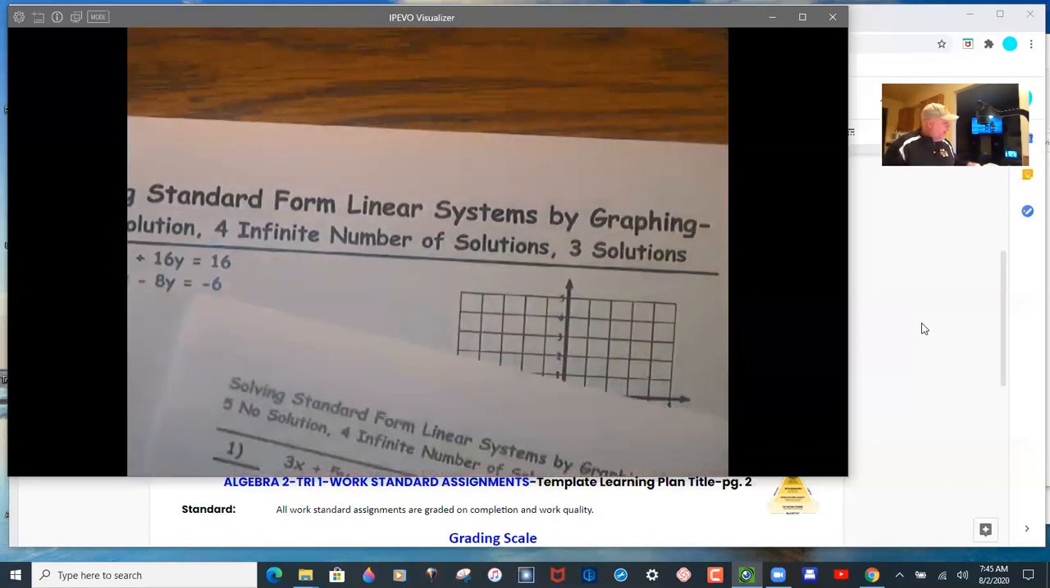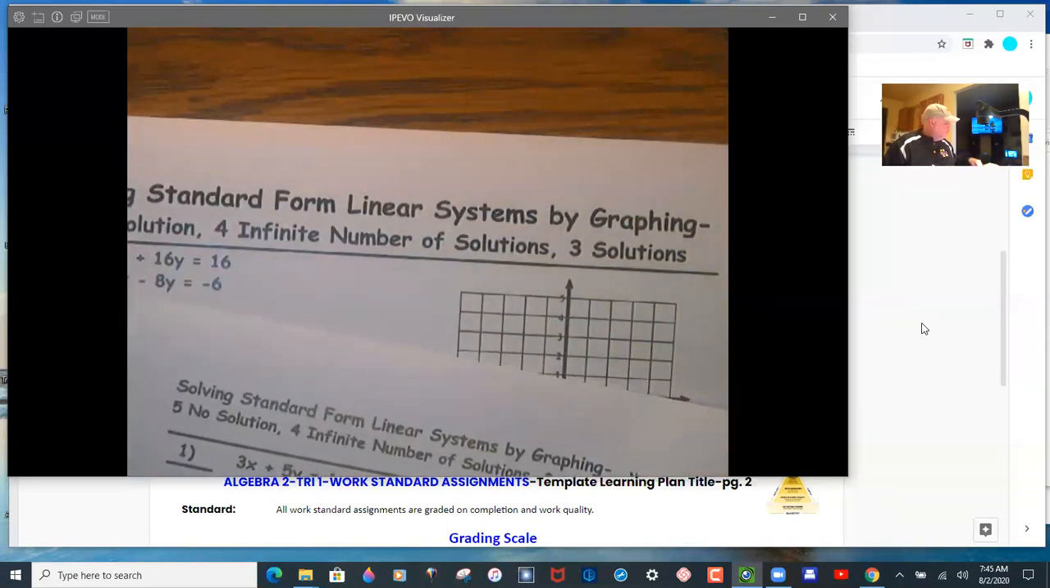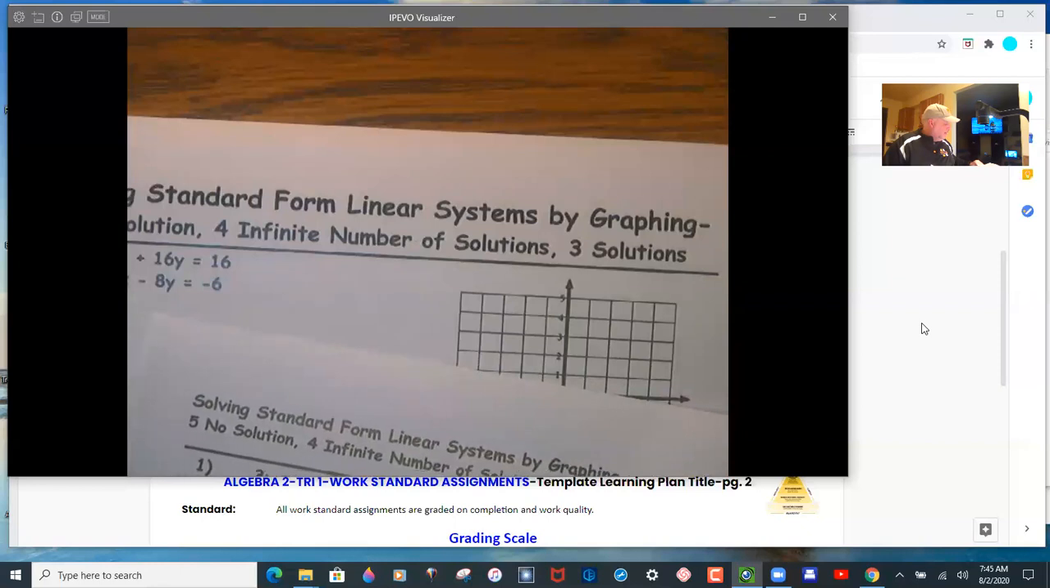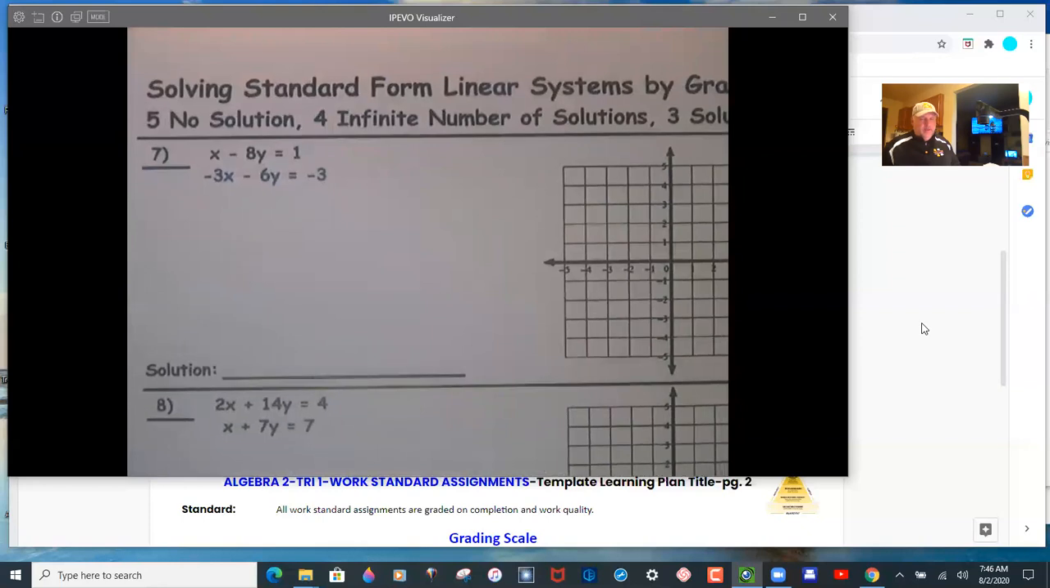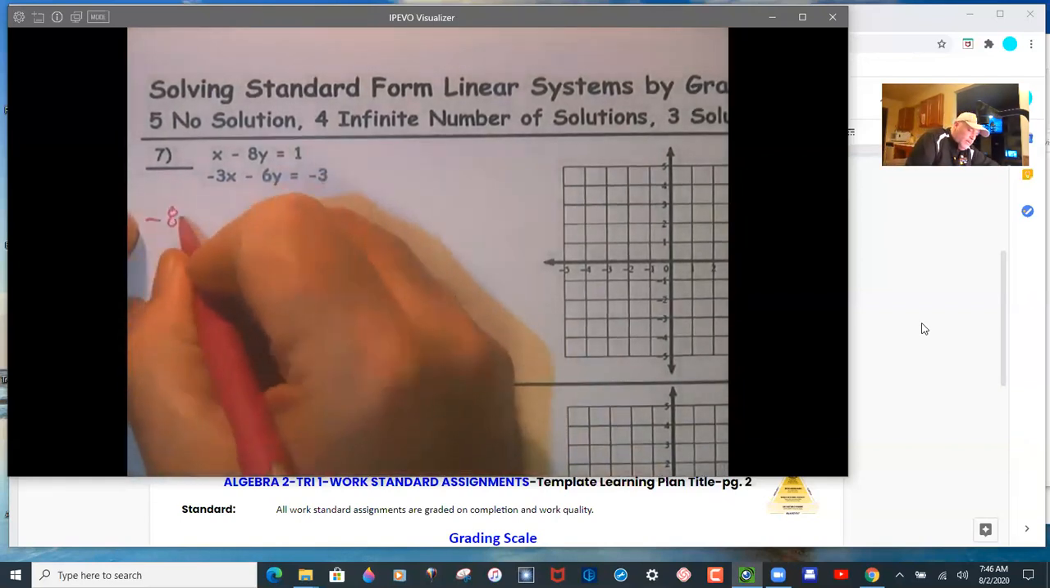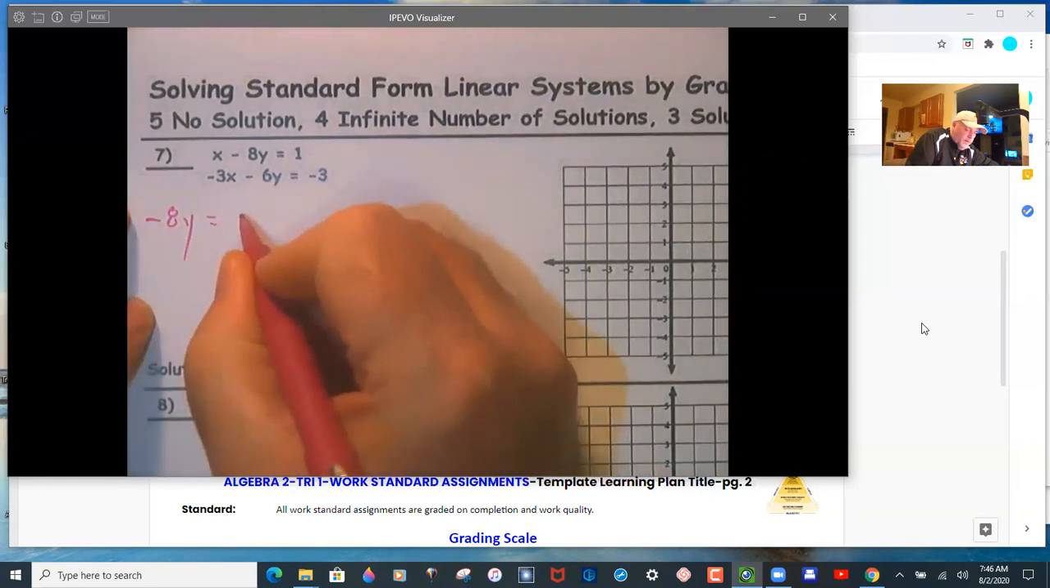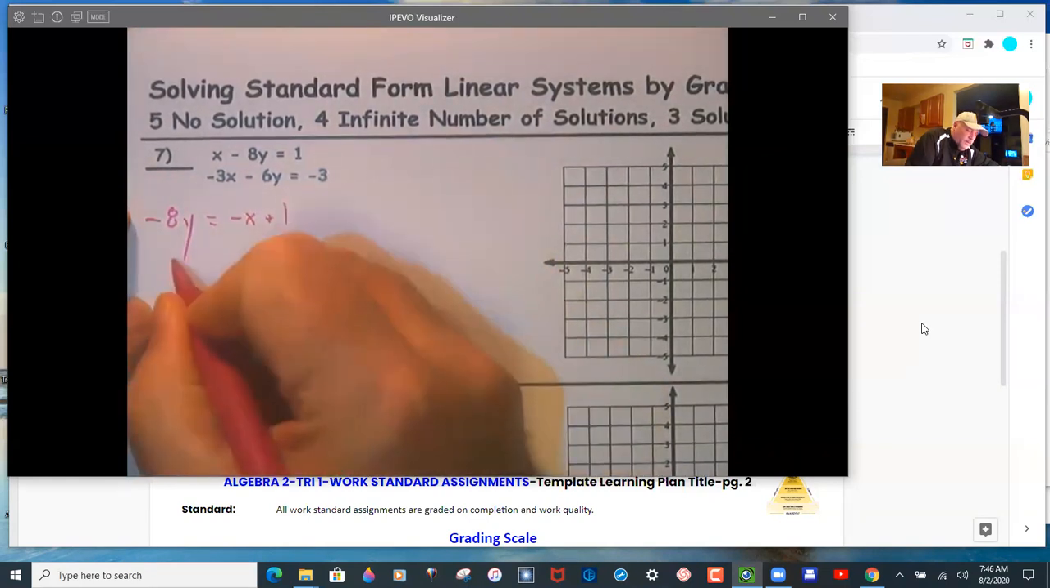Let's do one where there's actually a solution. And you can kind of tell problem 7 by looking. You can look at problem 7 and say, oh man, that's just going to have a completely different set of solutions. So what I would recommend is solving for y, putting it on your table, and getting points from there. So negative x plus 1.